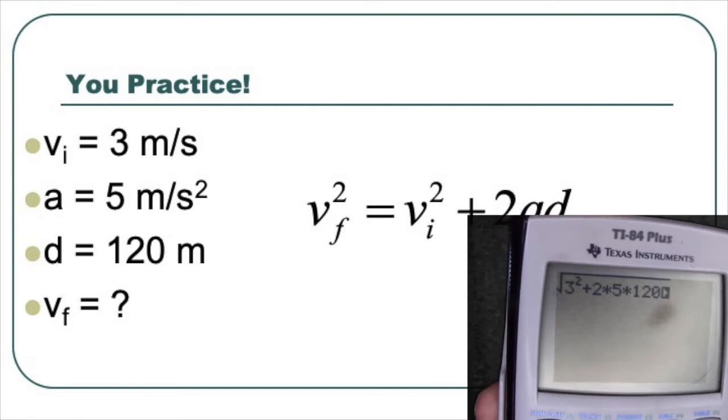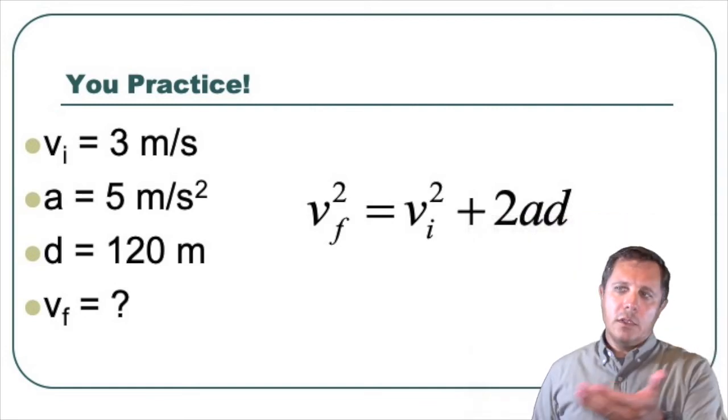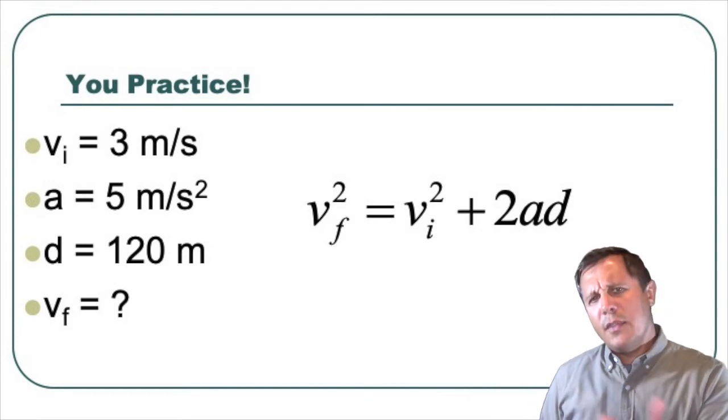Now notice that the 3 can't come out. Okay, a lot of people will think, oh, well, it's a square root and a square, so the 3 can just come out.